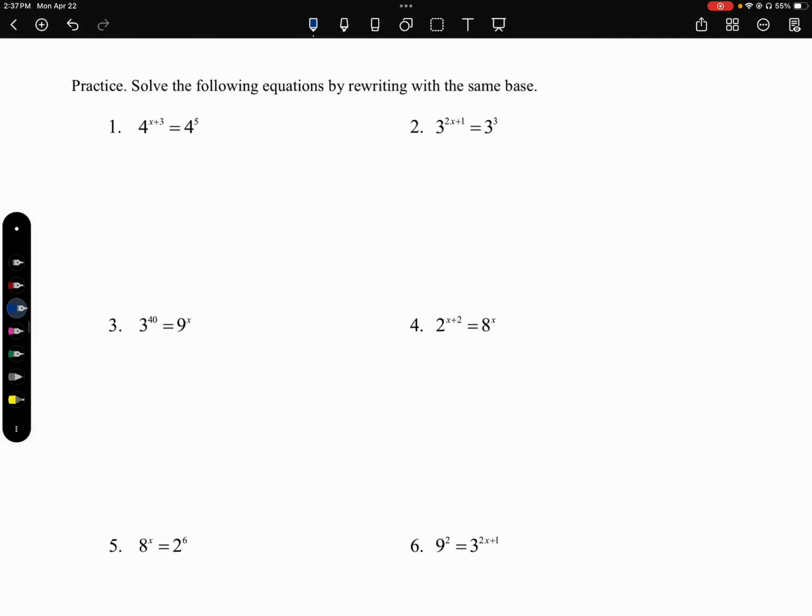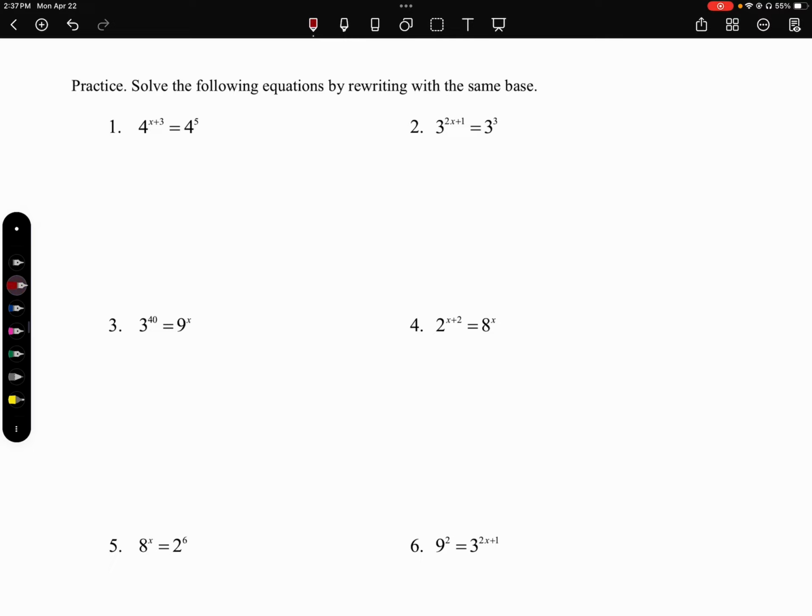Welcome to the video to help with the practice problems from lesson 10-3 on solving exponential equations by rewriting with the same base. This video is going to cover problems 1, 2, 3, and 4 from the back of the notes page. If you need help with 5, 6, 7, or 8, please click on to the next video.